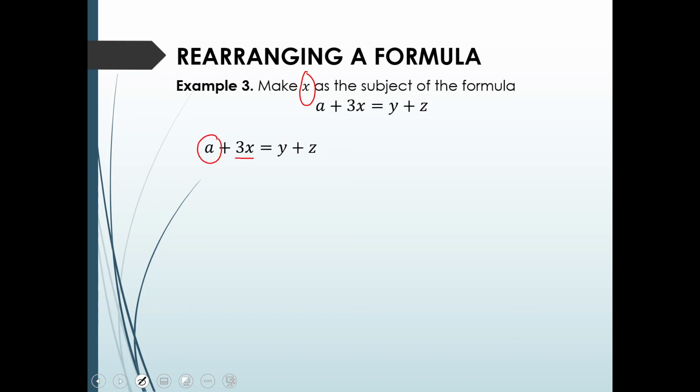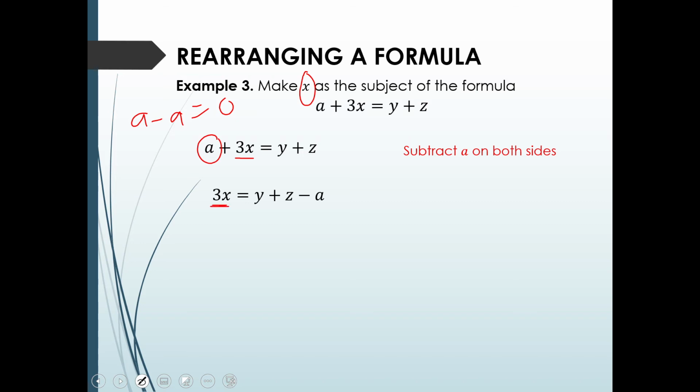What to do with a? We need to remove this a. How can we remove this a? By subtracting a on both sides, because a minus a will give you 0. So a will be gone. You only have 3x left on the left.